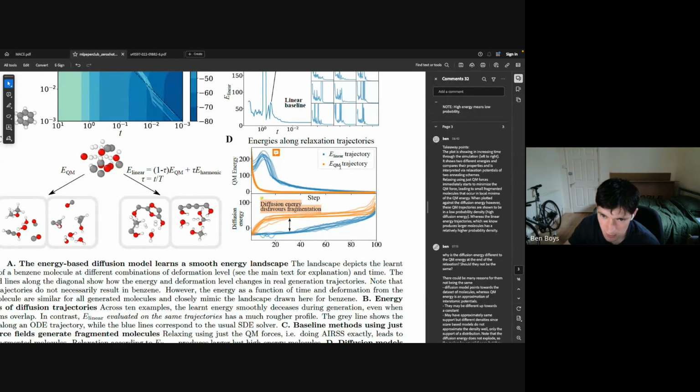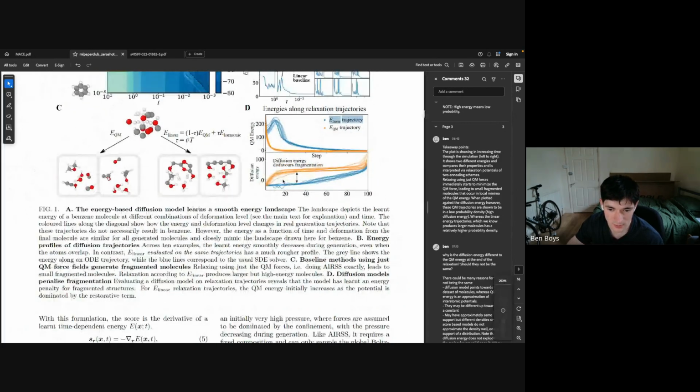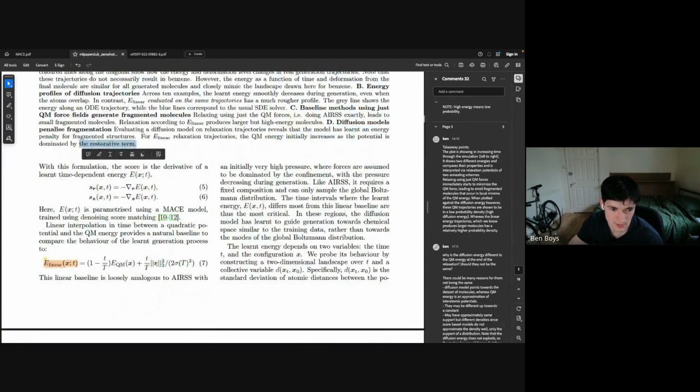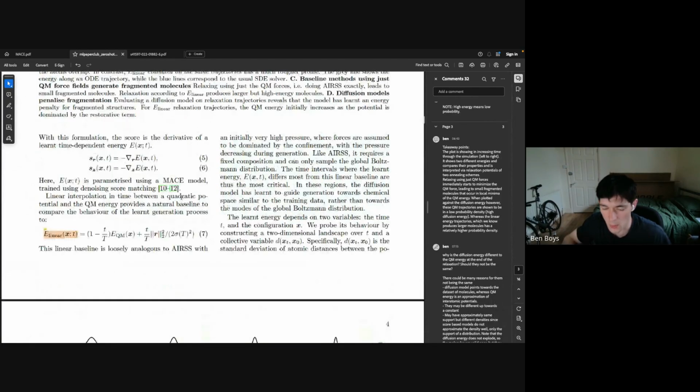Okay, so why for the quantum mechanical trajectory would the quantum mechanical energy immediately start decreasing? Because that's what's being optimized when you're doing this trajectory. Why for the linear trajectory does the quantum mechanical energy start increasing? Because the potential is dominated by this restorative term. This restorative term is going to push you away from clumping together into carbon dioxide, water, and dinitrogen molecules. So that's what that's useful for.